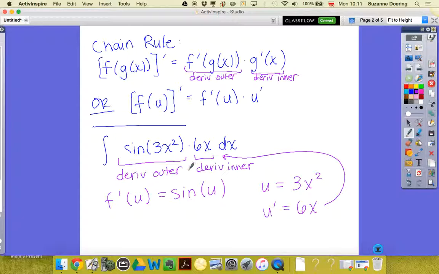We have a derivative of outer times the derivative of inner. Now what we need to do is find the antiderivative of our outer function. And we can do that because we know that the antiderivative of sine is minus cosine, which means that the antiderivative of this whole thing is we simply substitute back in our inner function.